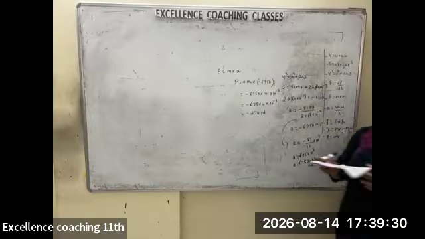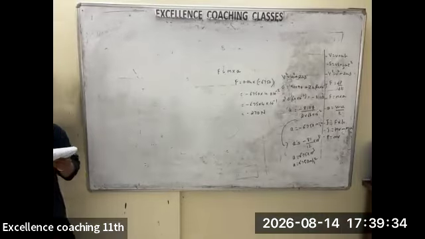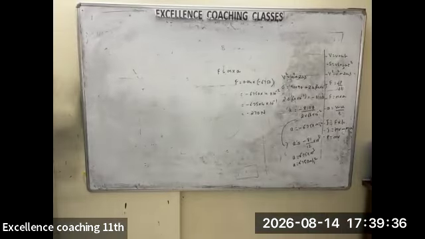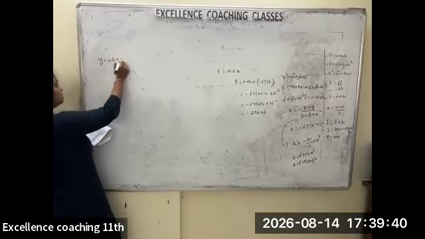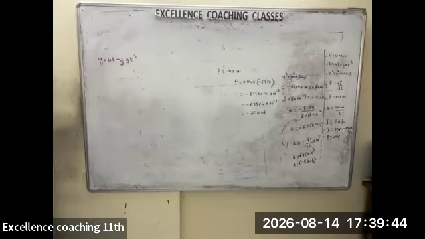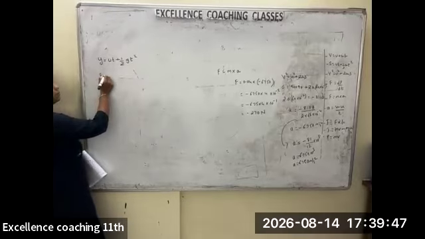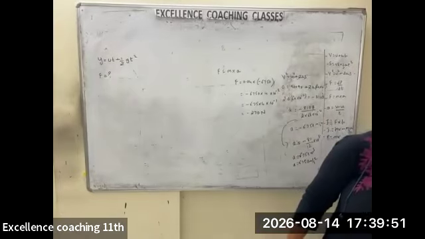Now just pay attention for the next one. The motion of a particle of mass m is described by y equal to ut plus half gt square. Find the force acting on the particle. What do you think is that y?